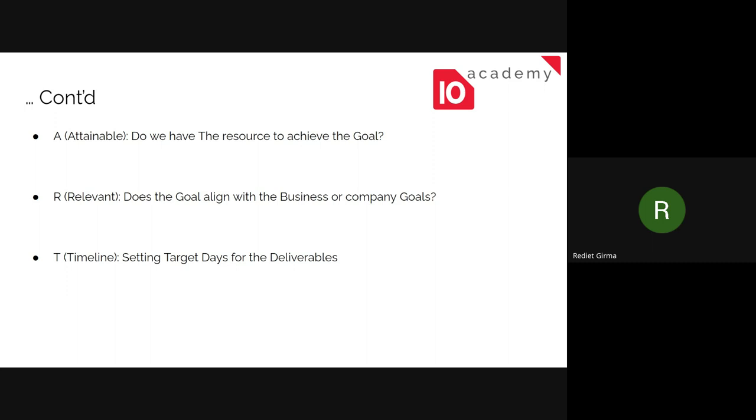The part that you're working for, what is their goal? So it might be achieving more money or doing some service for the environment, for the society. So depending on the goal or the idea of the company, we should measure if our goal is relevant or not. And then the timeline, of course.